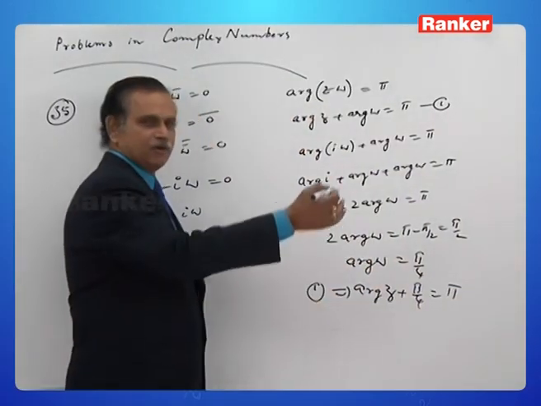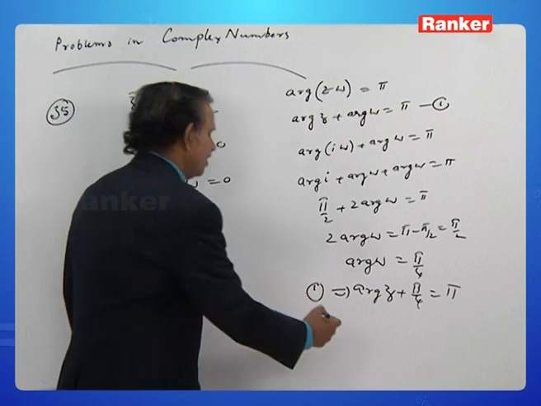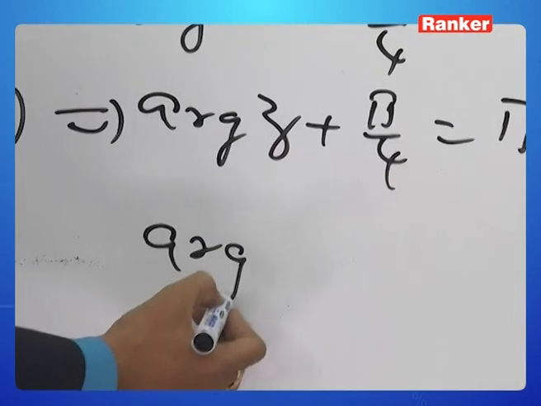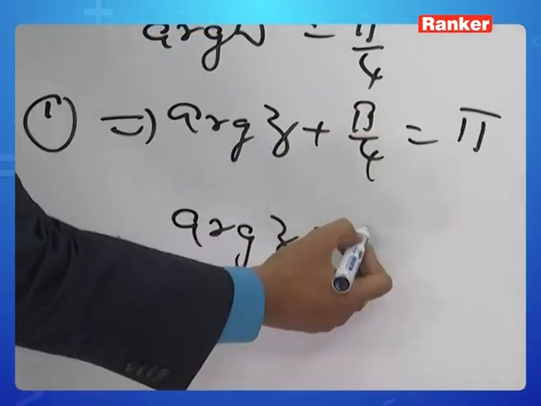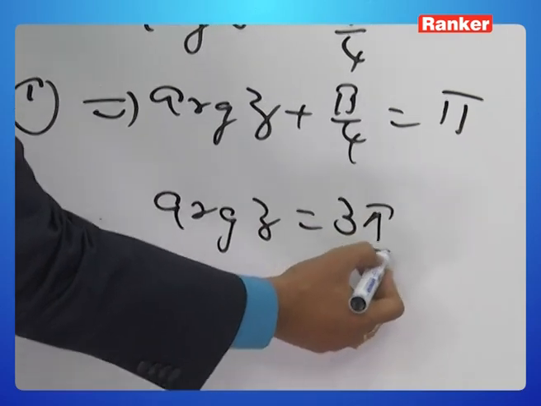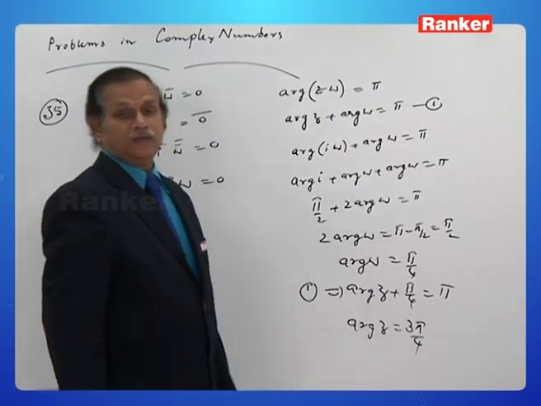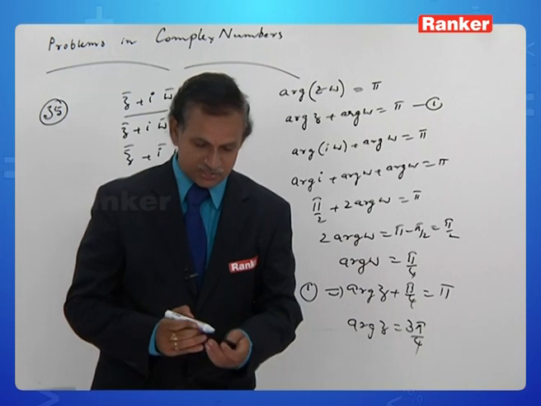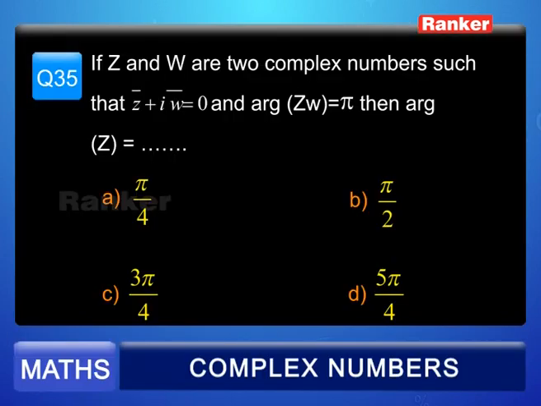Send this pi by 4 to that side. What happens? Argument of z is pi minus pi by 4, that is 3 pi by 4. Is it available? Yes, of course it is available in the third option. Option C is the right option, and the right answer is 3 pi by 4.